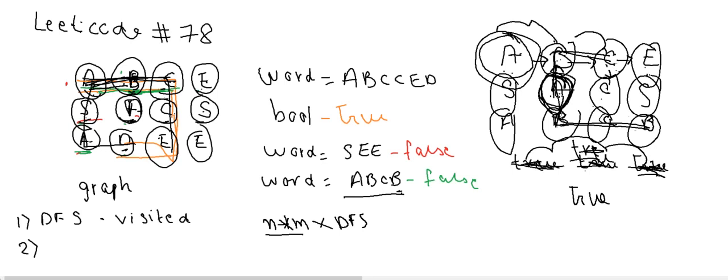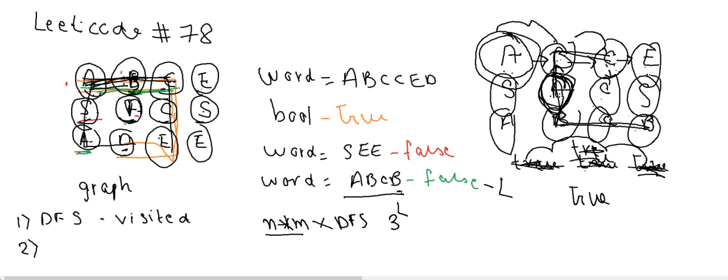So, let's say the length of this word is L. So we are going to visit L cells, and each cell will have at most four neighbors. One of them is the neighbor which is already visited, so we are not going to visit it. So it would be 3 raised to L, right? Because each cell will have three neighbors, and one is already visited because we are coming through that cell.